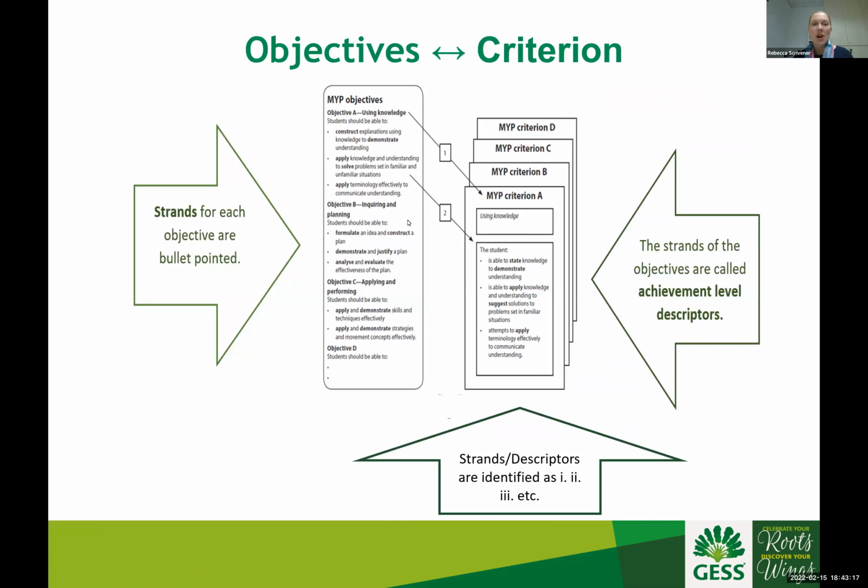Okay, so what's the difference between an objective and a criterion? And I wanted to share this. So the IB gives us as a school a subject guide. So each subject group, each teacher gets a subject guide. The IB also runs professional development whenever they release a new subject guide, which is typically every 8 years. So the IB runs through a cycle of updating their subject guides.